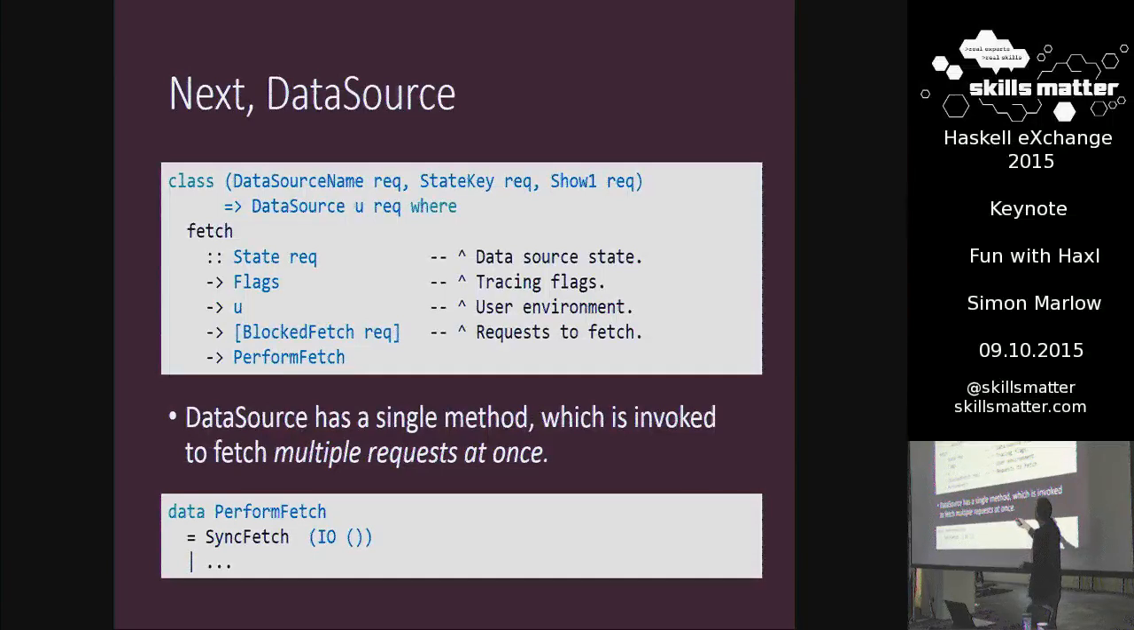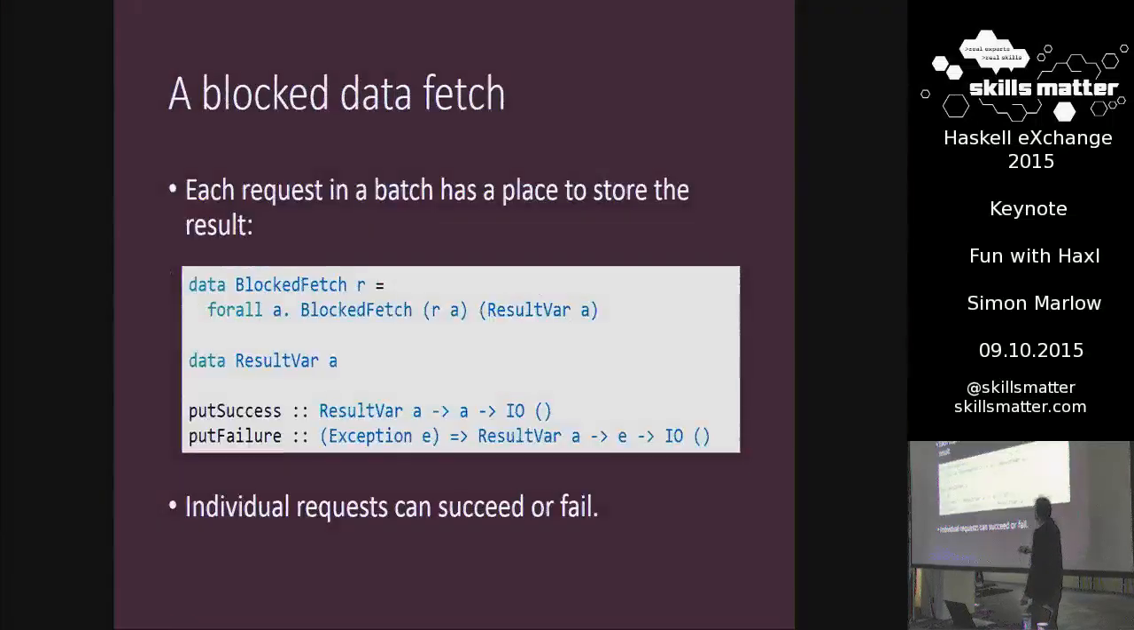So remember that we've got different request types with different result types. So this list here might contain requests with different results. That's why we have to make an existential here and hide the type variable inside the data type. Okay, and what's this result var thing? So result var is an opaque data type with a couple of operations, put success and put failure.